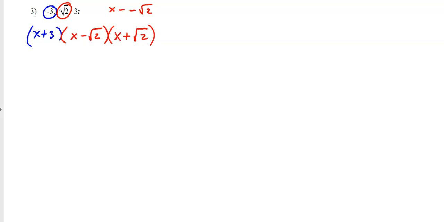And then the same thing for this 3i. If you give me 3i, that means that -3i also has to come to the party. So I'm going to end up with an x minus 3i, and then I'm going to end up with an x plus 3i.